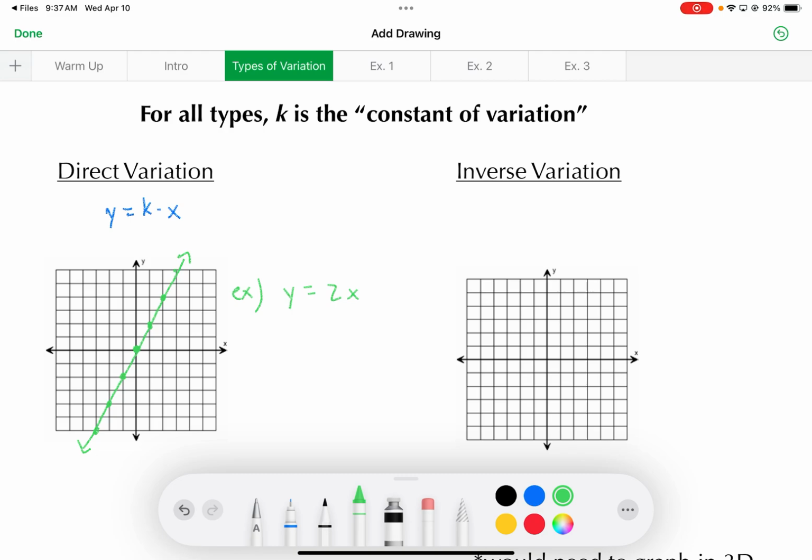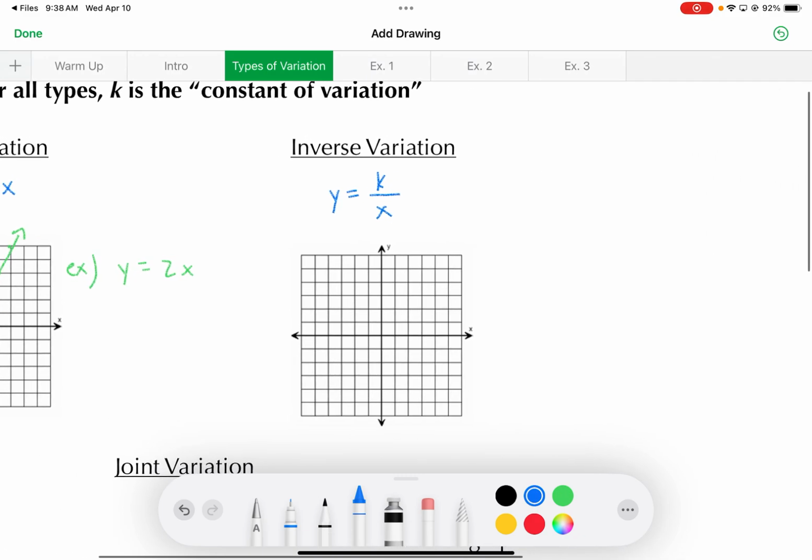Okay, now the next type is inverse, and it would be y equals k divided by x. All right. Now in inverse variation, it's the opposite of direct. As one variable gets bigger, the other gets smaller. Okay, so let's give you an example of this one. y equals, let's do 4 over x. I'm making k, that constant of variation, 4.